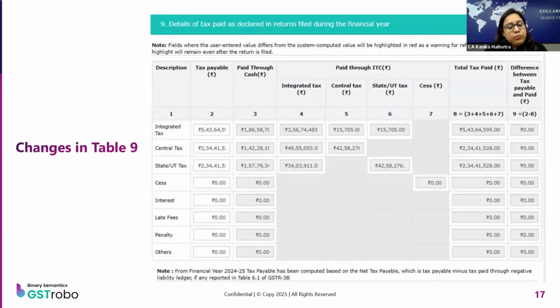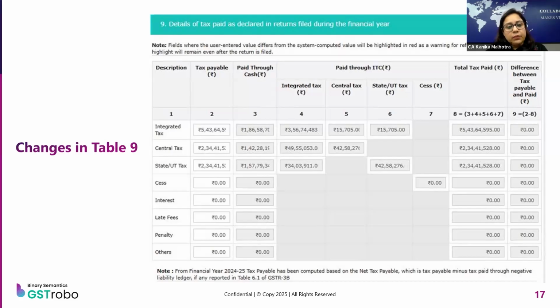Now another important change is in table 9. I think many people have an idea about the negative liability ledgers. Earlier, negative figures could not be filled in the GSTR 3B. So in cases where in any month you have no such inputs and you have just a credit note, now you can maintain that negative liability ledger also, and accordingly you can claim it in the upcoming and forthcoming months.